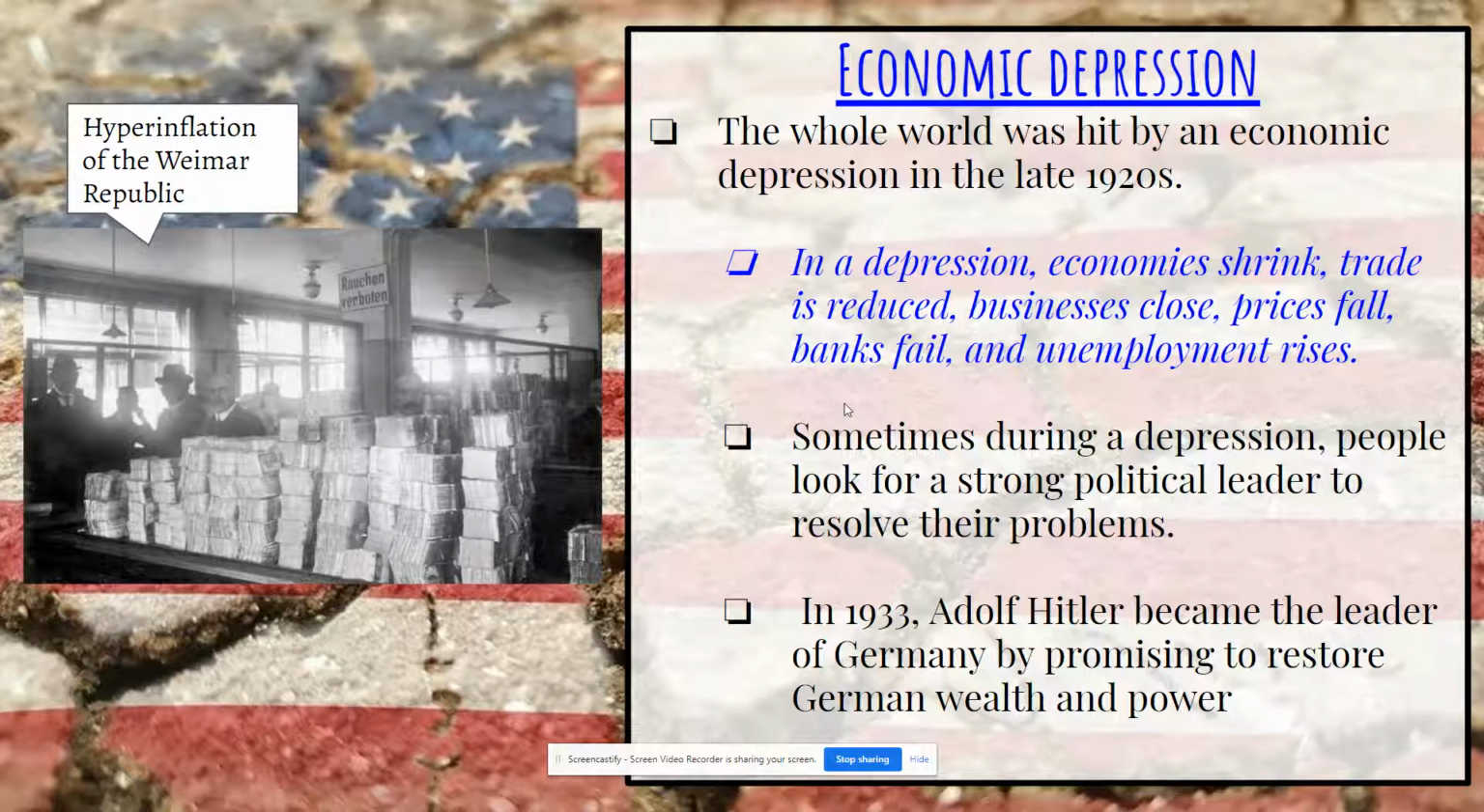So now let's talk about economic depression. What is going on in Germany? Because we've already talked about what's going on in America with the Great Depression. The whole world was hit by this in the 1920s. In a depression, economies shrink, trade is reduced, businesses close, prices fall, banks fail, and unemployment rises.